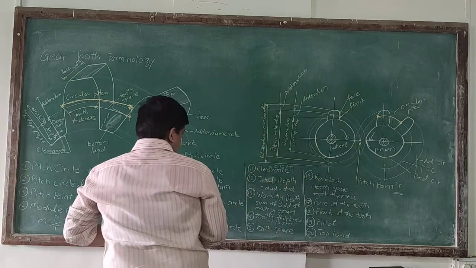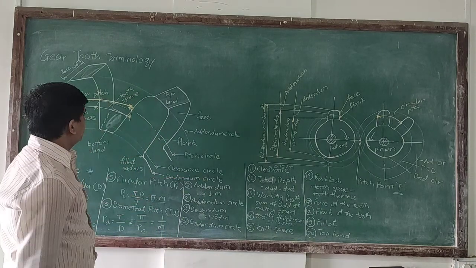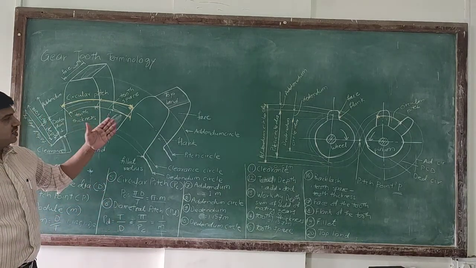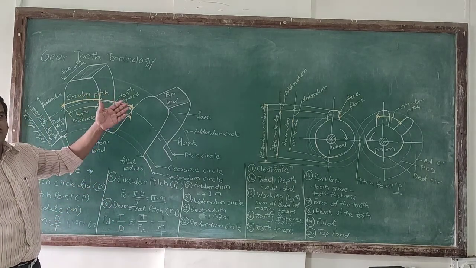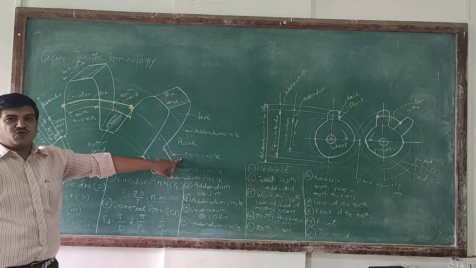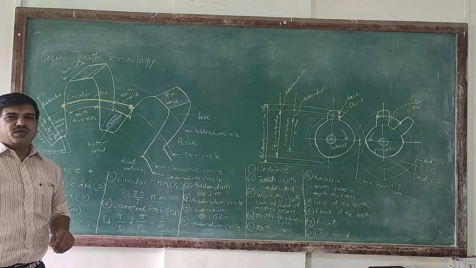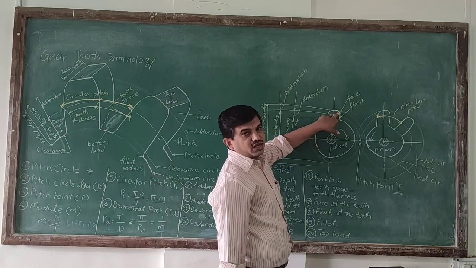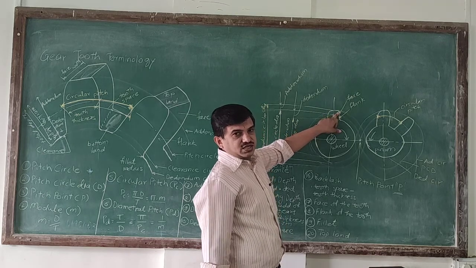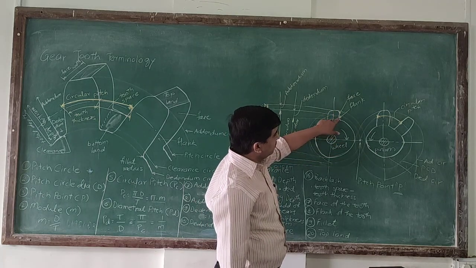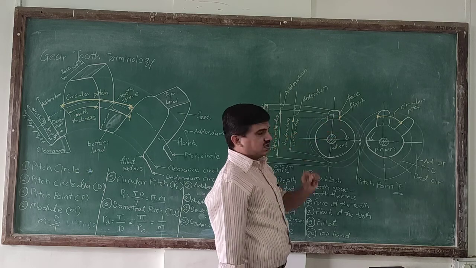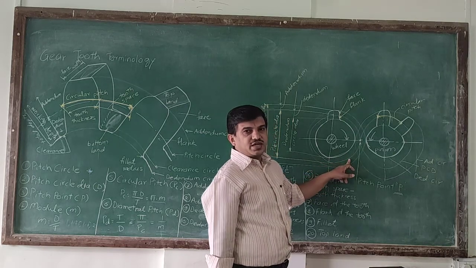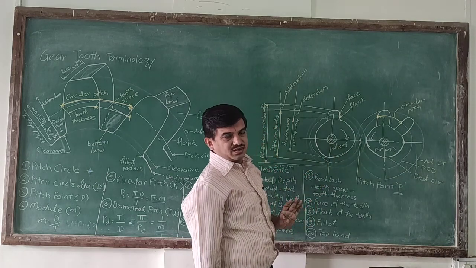Okay. Next is the face of the tooth. Now here you can see the face of the tooth. This is nothing but whatever portion we can see above the pitch circle of a gear tooth, that is the face. म्हणजे pitch circle च्या वर जो काही gear tooth चा portion आहे, that is nothing but the face. Similarly, whatever portion we can see on the bottom side of the pitch circle of a gear tooth, that is the flank. Okay.